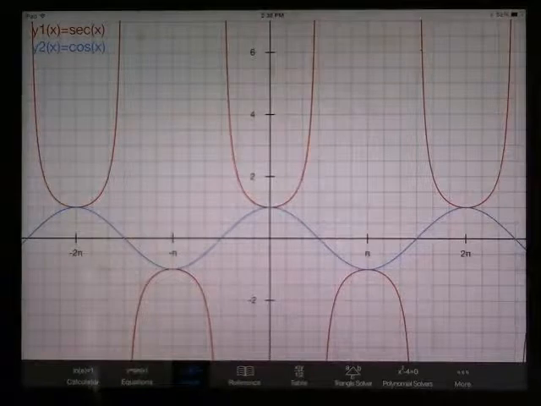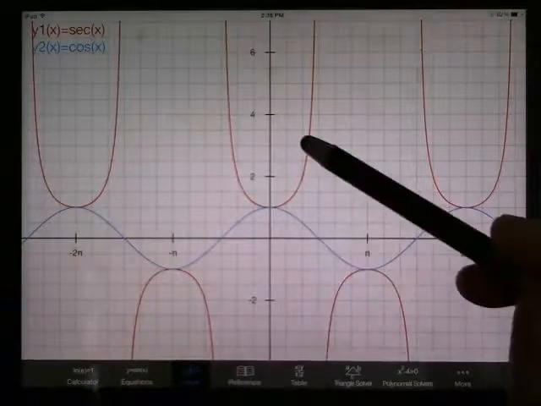Anyway, secant and the cosine are very closely related. They're reciprocals of each other, and their graphs relate that.